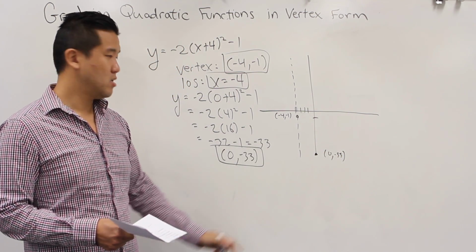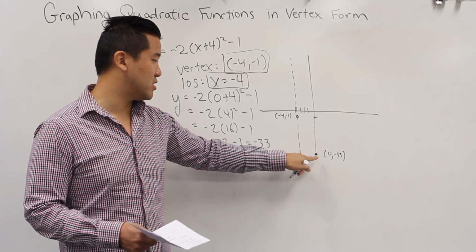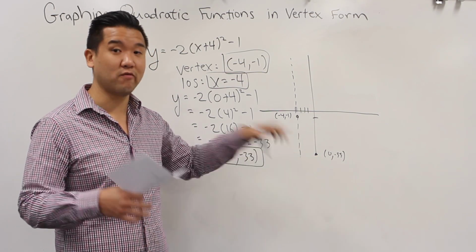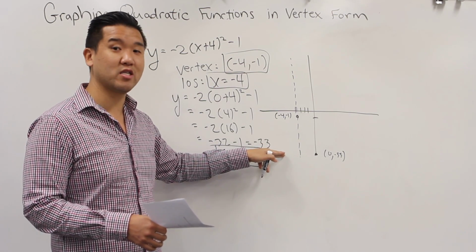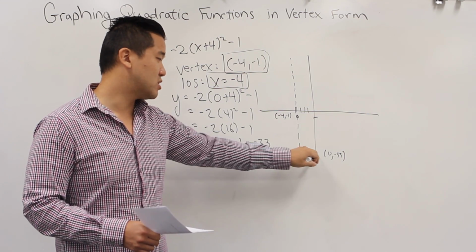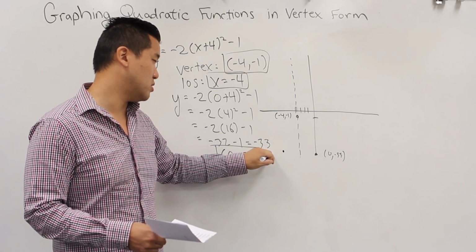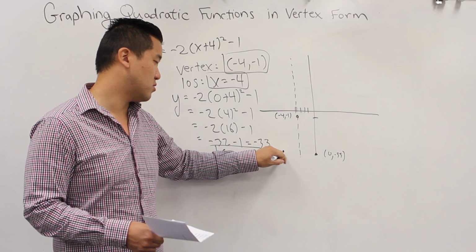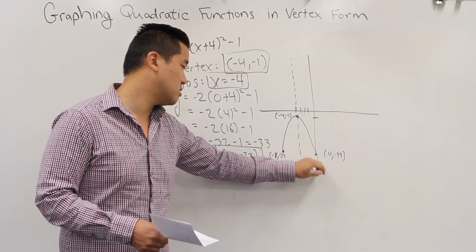That's my y-intercept. Well, if it's 0, -33, what's my distance from here to here? It's a distance of 4. So how much more do I need to go to make sure it's symmetric? I'm going to go 4 more, so it's about here. Well, what's that distance? It'd be 8 total, so it's -8, -33.